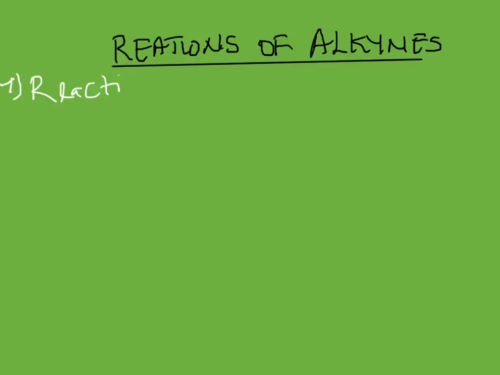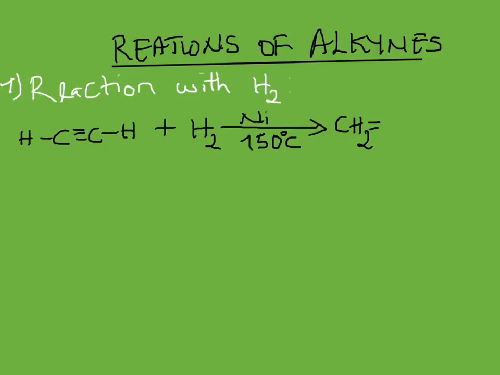The first reaction type we're going to look at is reaction with hydrogen. Alkynes react with hydrogen to yield either an alkane or an alkene, depending on the number of molecules of hydrogen. Like we said, they undergo double addition. When alkynes react with one molecule of hydrogen, they yield an alkene. If they react with two molecules of hydrogen, they yield an alkane. This reaction takes place in the presence of nickel catalyst at 150 degrees Celsius or platinum catalyst at room temperature.